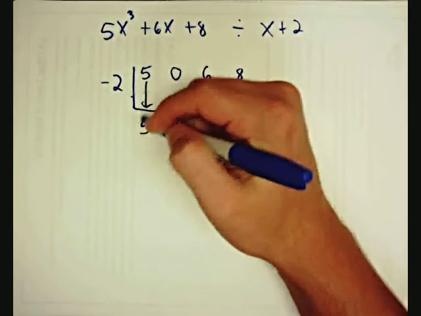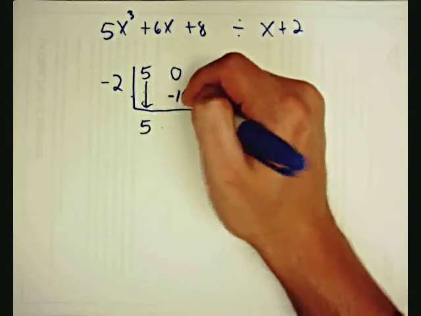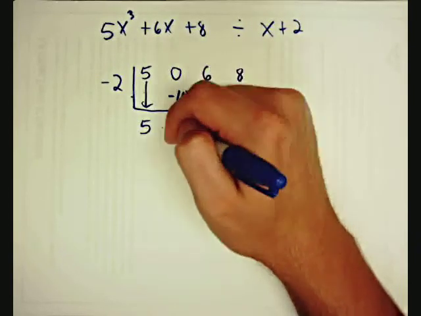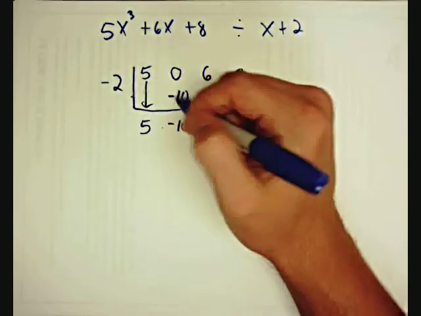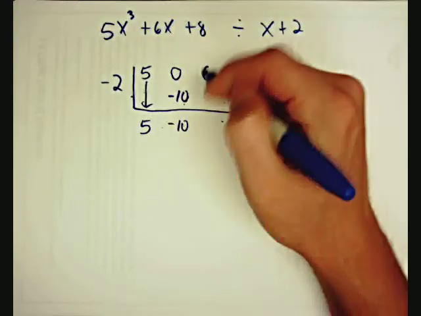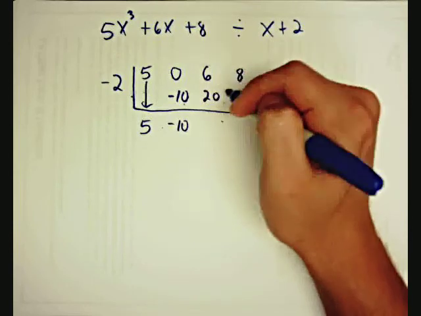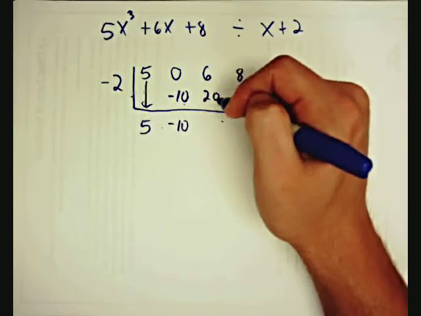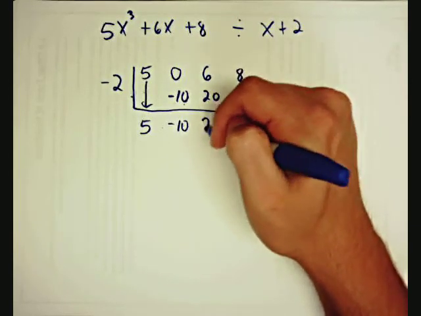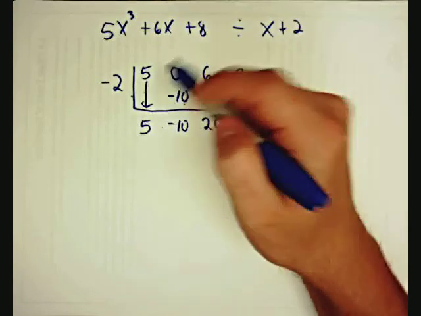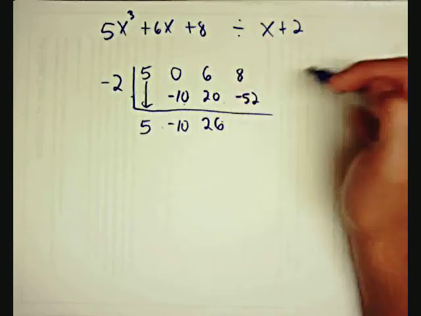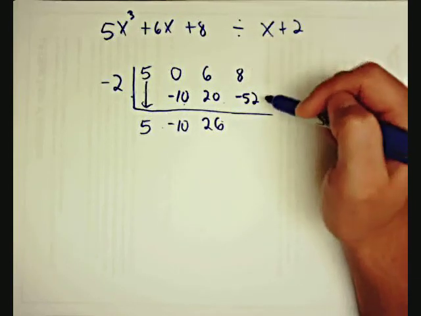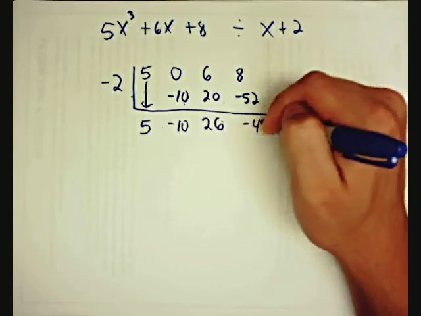Negative 2 times 5 is negative 10. 0 minus 10 is negative 10. Negative 10 times negative 2 is 20. Positive 6 and positive 20, so 6 plus 20 is 26. Negative 2 times 26 is negative 52. And 8 minus 52 is negative 44.